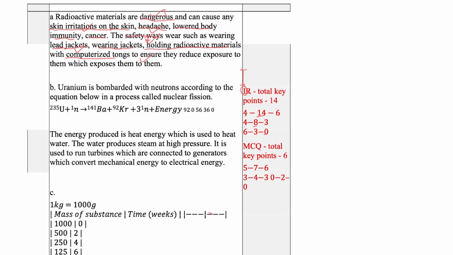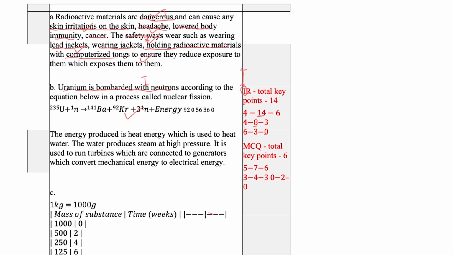Okay, we said earlier that it is uranium that is bombarded with what? With neutrons. So you are meant to identify that, yes, in a nuclear reactor, we use uranium that is bombarded with neutrons. So you earn this mark for identifying that. Then according to the equation below, you'd earn this mark for writing that equation.